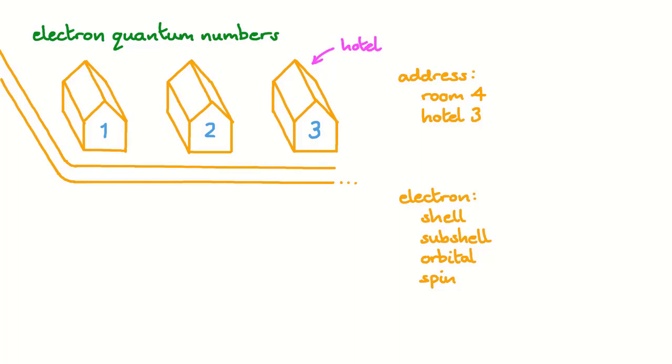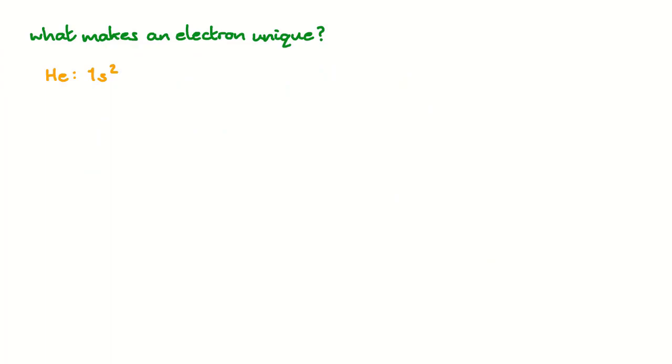Let's imagine we have an atom of helium with 2 electrons in the 1s subshell. On the surface, we can't distinguish between the 2 electrons in the 1s subshell. However, on closer inspection, they are slightly different. Electrons have a property called spin. The spin of an electron is either up or down.